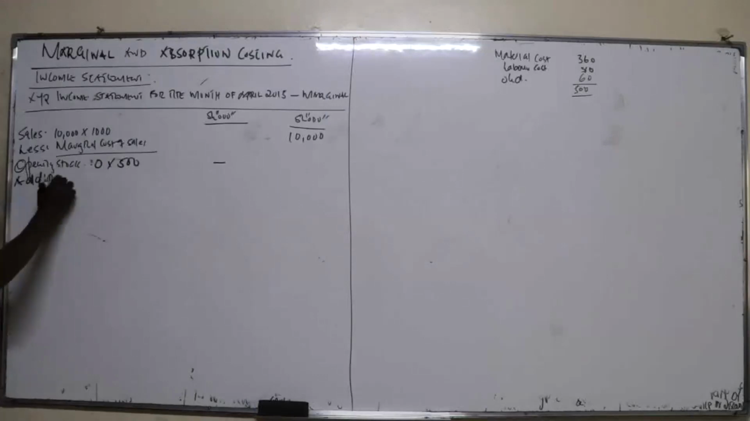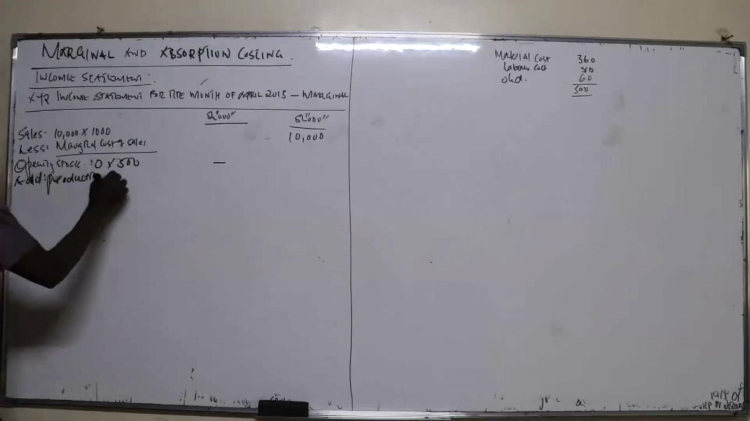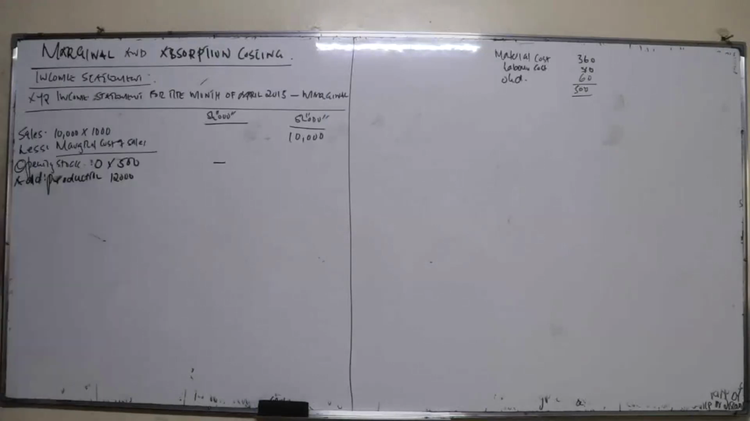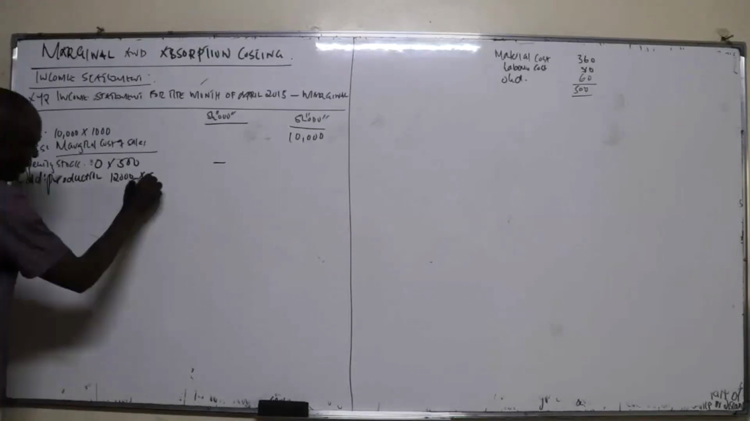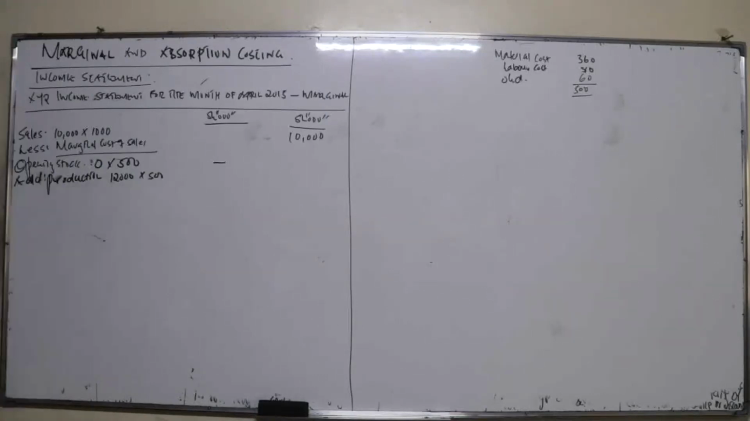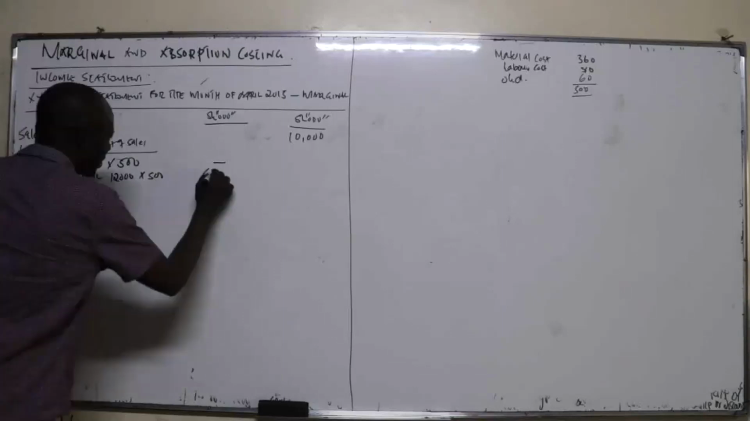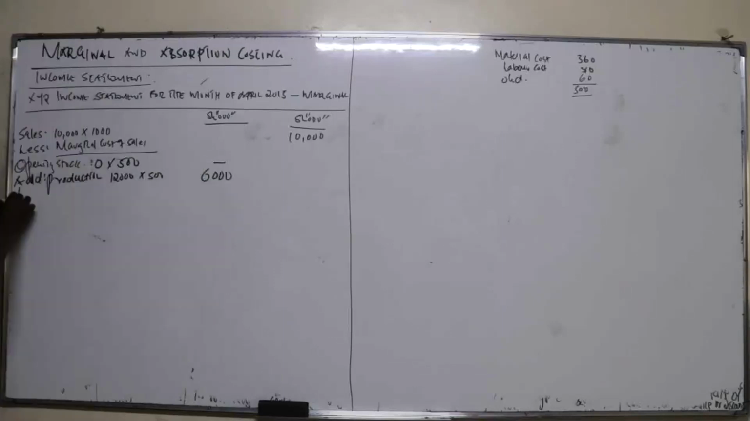Production cost, they produced 12,000 units. And then now you value them. You value them based on the variable cost per unit, which is 500. So when you multiply that one, what do you get? 6 million, or 6,000. And then you less closing stock.